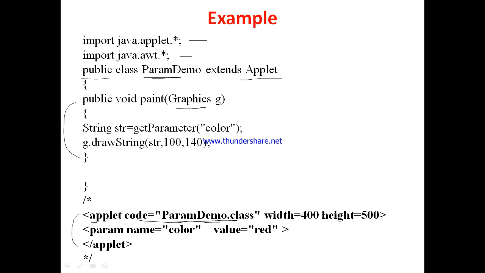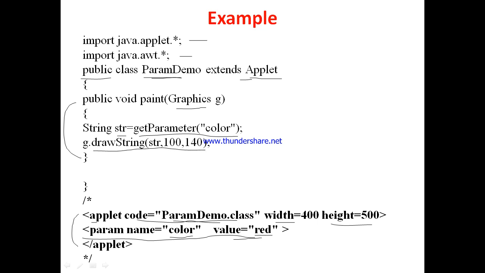Then the width of the applet and the height of the applet are given here in terms of pixels. Here the param tag is given having two attributes, name and value. Suppose the name is given as color and the value is given as red. When we use the getParameter method, getParameter color, the value of color is red. This red value is stored into the string variable str. Now using the drawString method we can display this value on the applet screen.